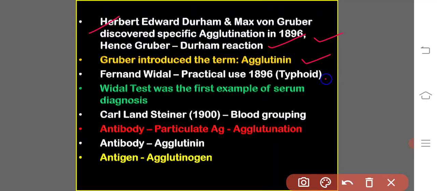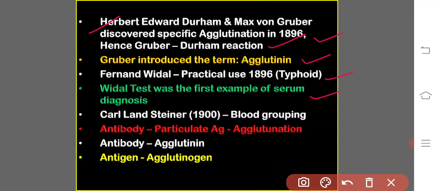And there was a French physician, Fernand Widal, who put Gruber and Durham's discovery to practical use later in 1896, using the reaction as the basis for a test for typhoid fever. Widal found that blood serum from a typhoid patient caused a culture of typhoid bacteria to clump, whereas serum from a typhoid-free person did not. This Widal test was the first example of serum diagnosis.